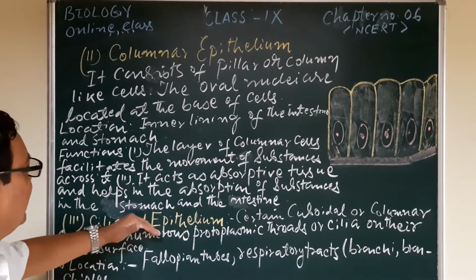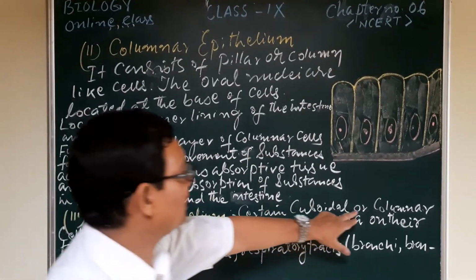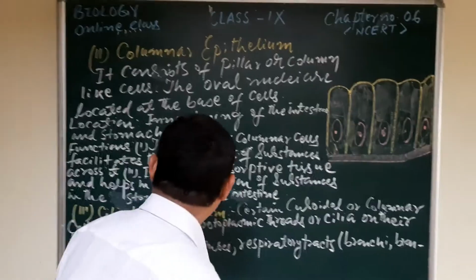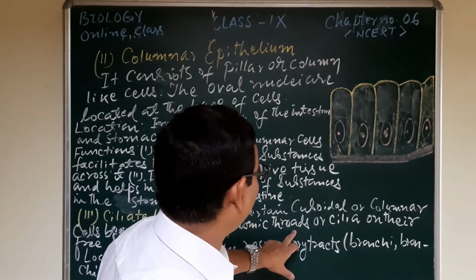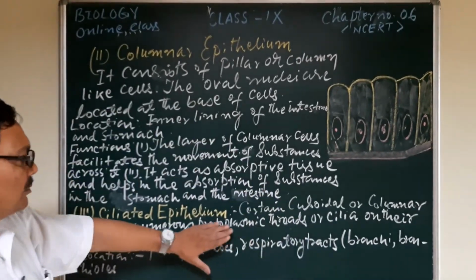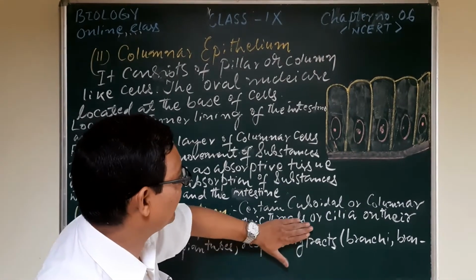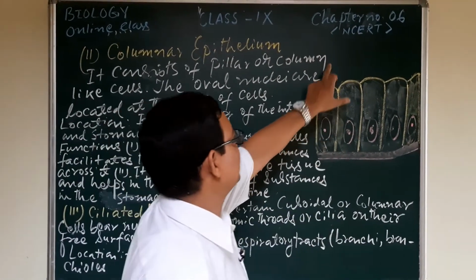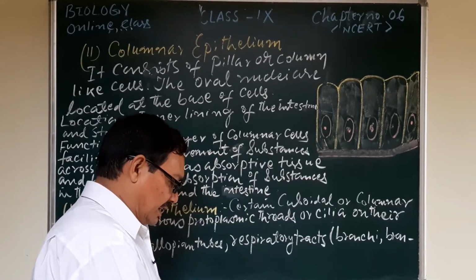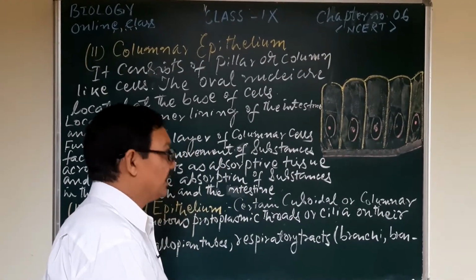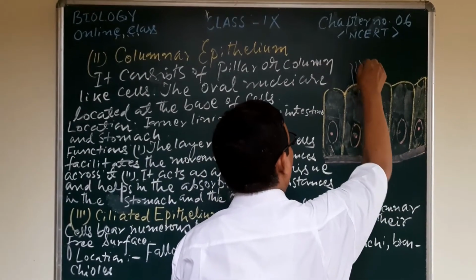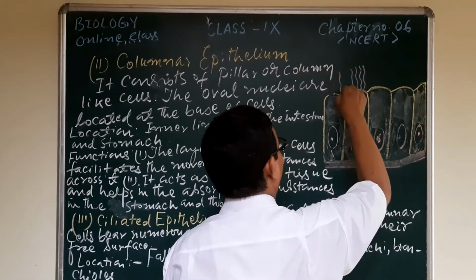Here the ciliated epithelium. Certain cuboidal or columnar cells bear numerous protoplasmic threads, ढेर सारे सीलिया, बहुत सारे सीलिया या थ्रेड, धागे के जैसे का स्ट्रक्चर होता है जो इसके फ्री सरफेस से निकला हुआ रहता है. यानी कि ये जो फ्री सरफेस है, इसी से निकला हुआ. तो दिस इज द सीलिया.